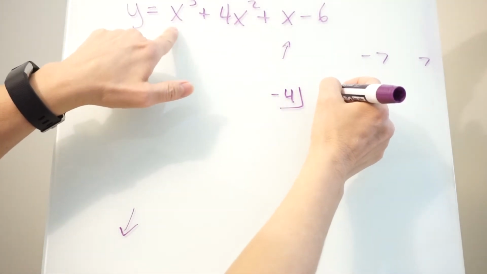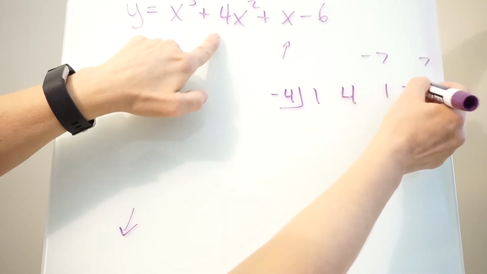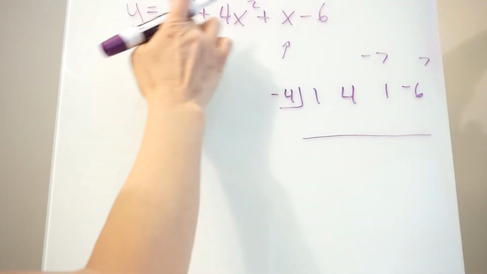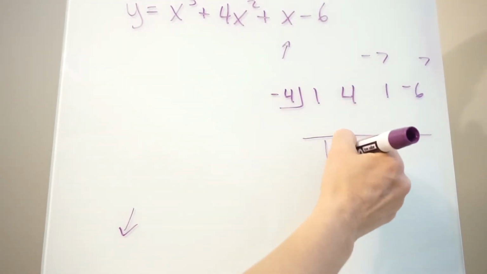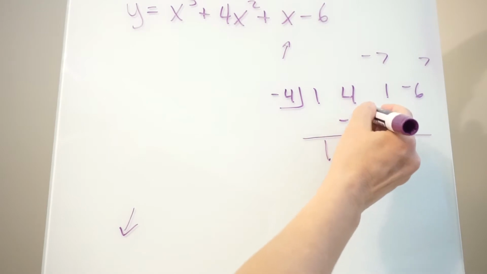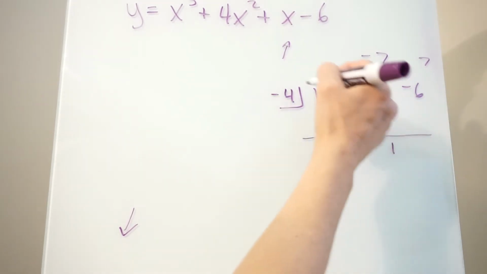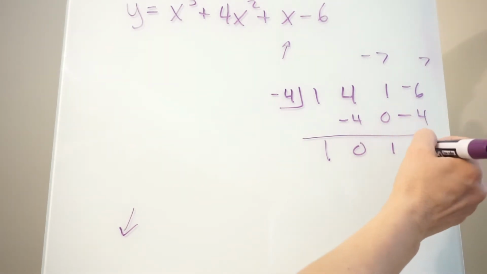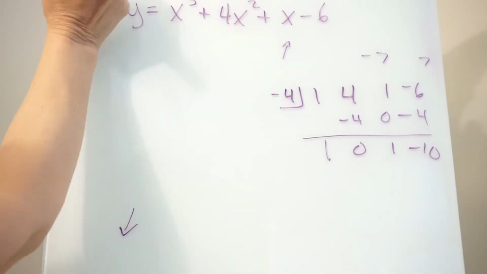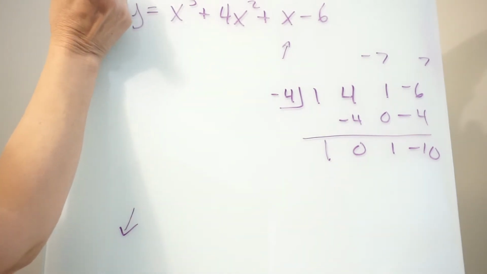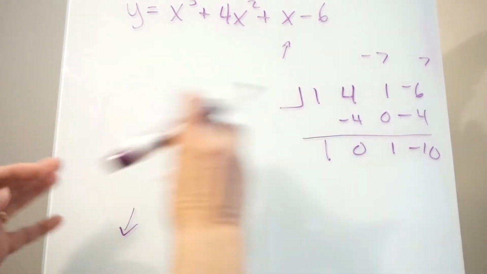And synthetic division, take the coefficients for each one of these. Again, there are no missing terms as far as written in descending order, so we don't have to fill in any zeros. Here we bring this down and we multiply, add, multiply, add, multiply. So we get -4, -10. Yeah. Okay.